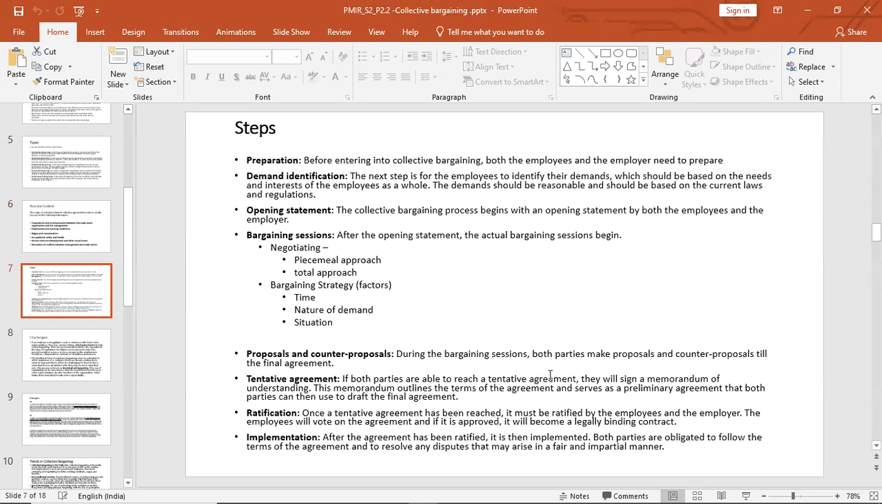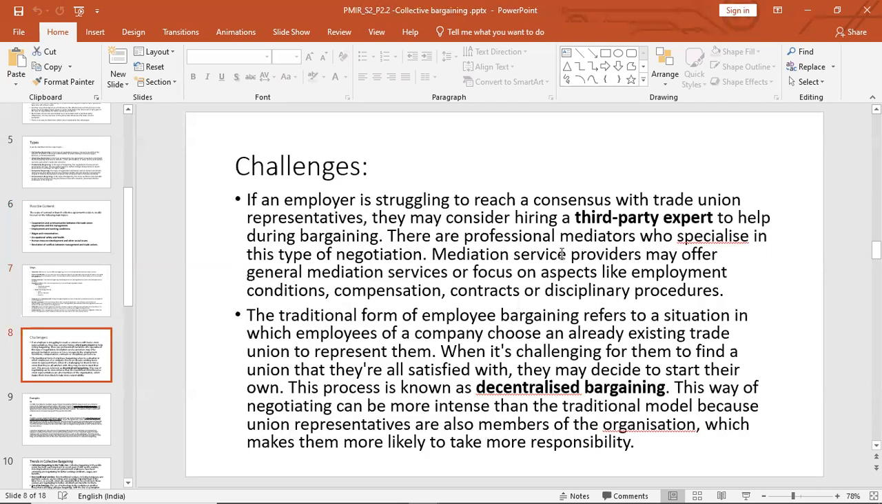then what are the steps, how to prepare a collective bargaining, prepare for the negotiation, prepare for the discussion, prepare the team, then have that discussion, then collect the fact, then propose, then make an agreement, then ratification, then implementation. We discussed all these steps involved in collective bargaining.